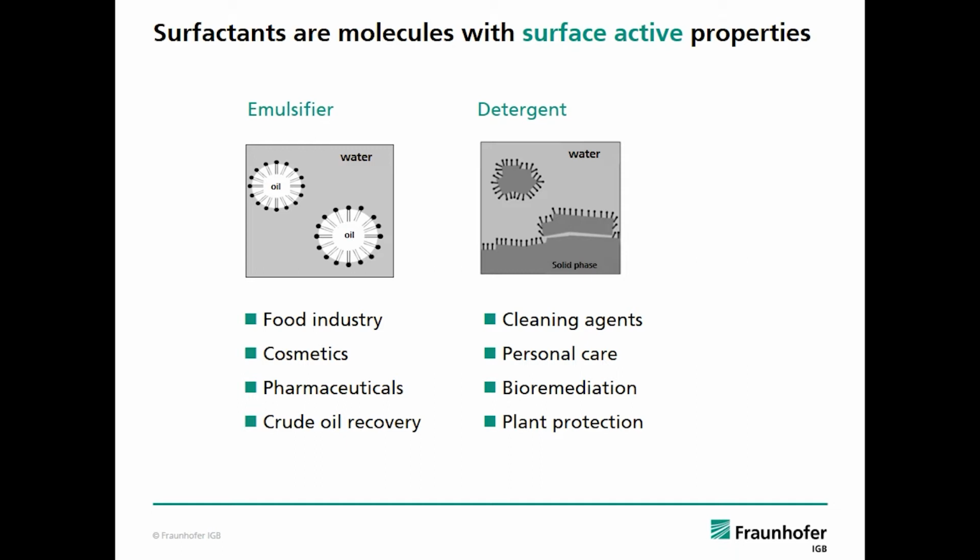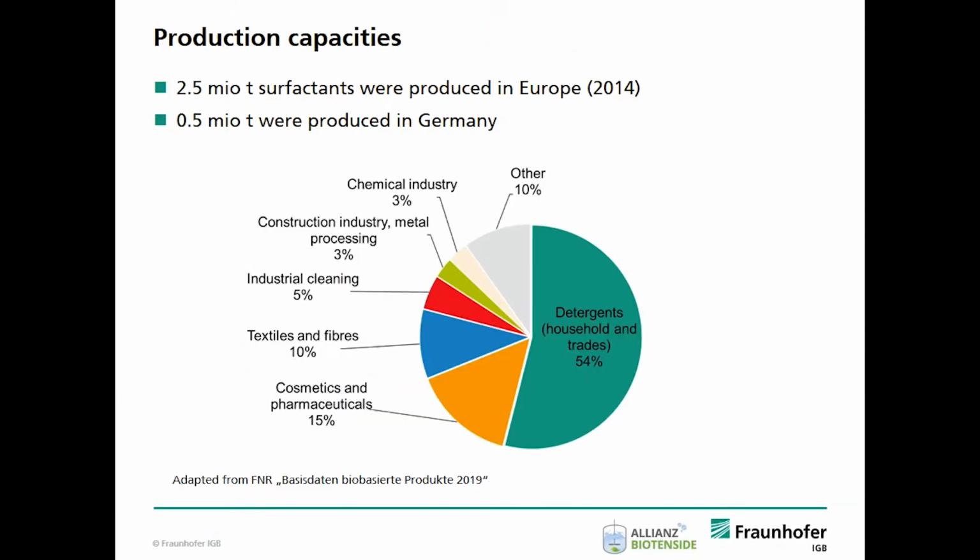Surfactants also have the ability to detach oil from solid phases, and this is the reason why they are also used as detergent in cleaning agents like washing powder, but also in products for personal care. We have a high demand on surfactants. This is the reason why in Europe 2.5 million tons are produced.